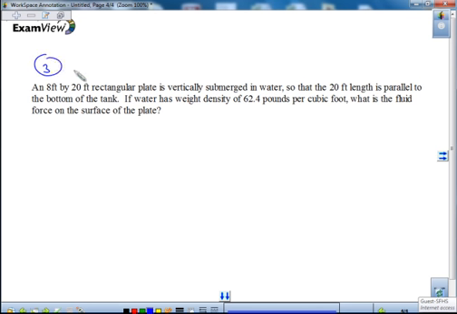So number 3: an 8 feet by 20 feet rectangular plate is vertically submerged in water so that the 20 feet length is parallel to the bottom of the tank. What that means is that at the bottom of the tank, the 20 feet is parallel, so it's going to be 20 by 8. This is submerged in water.